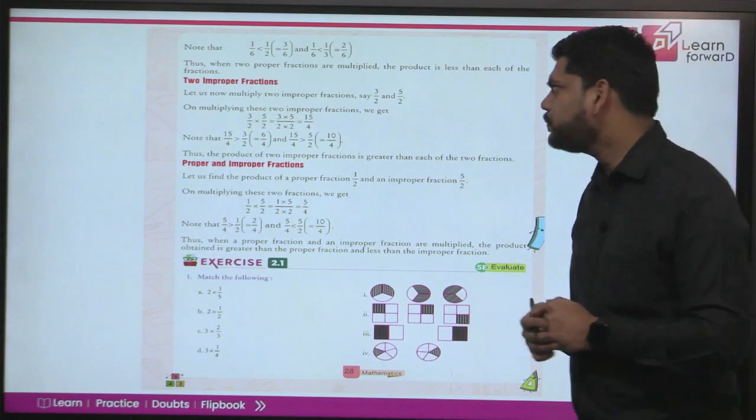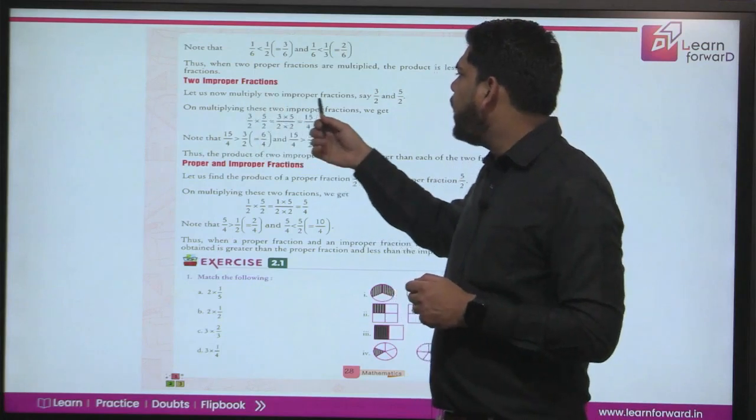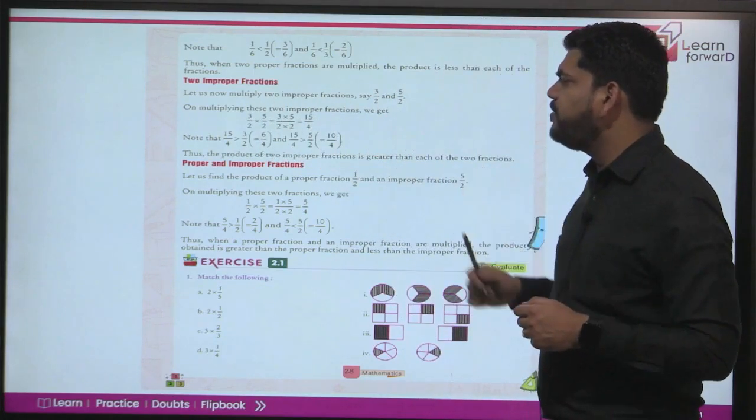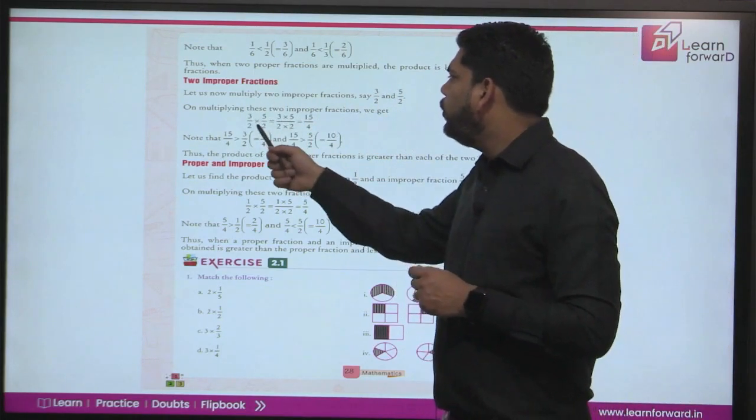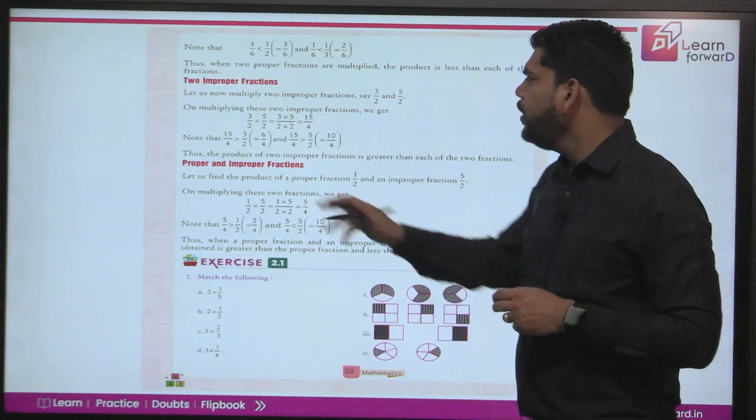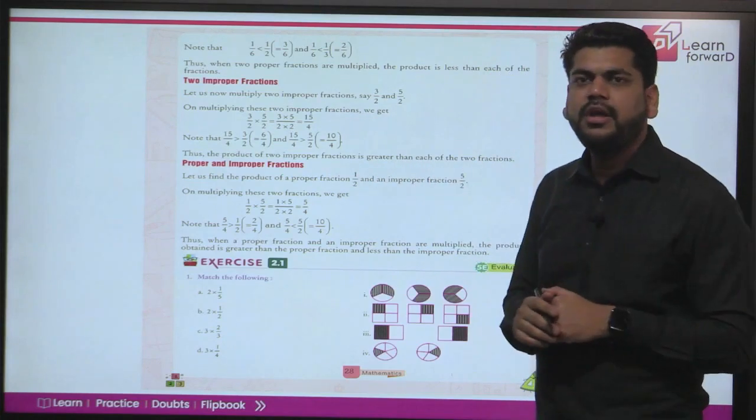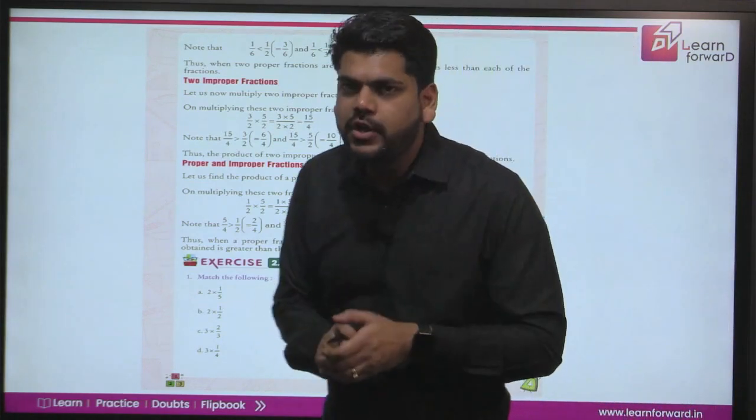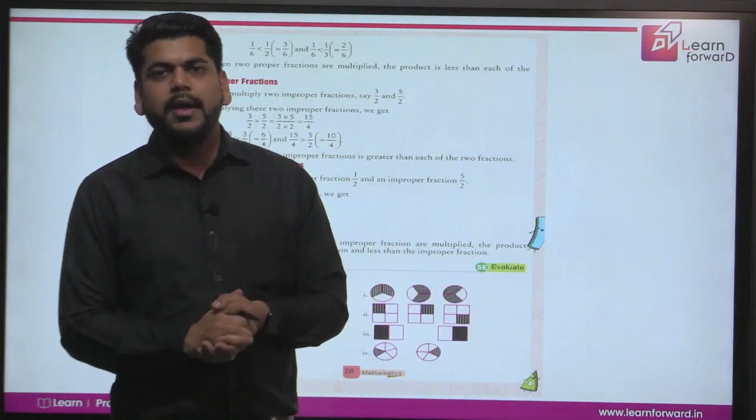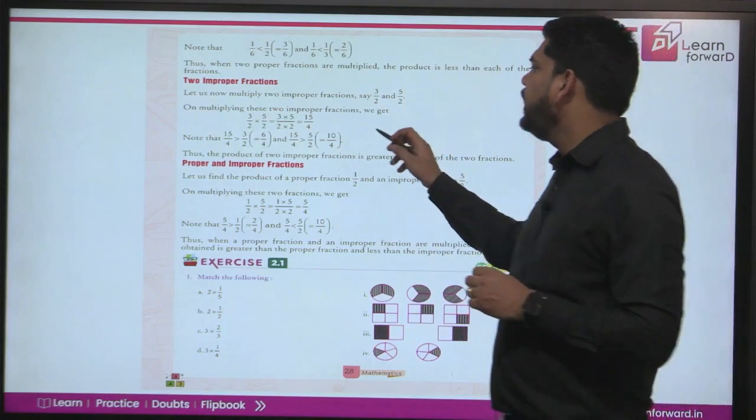Okay? Two improper fractions. Let us now multiply two improper fractions, 3 by 2 and 5 by 2. Now, as we multiplied, we got the answer 15 by 4. The product of two improper fractions is greater than each of the two fractions. In case of proper fractions only, the answer will be smaller. But in case of improper, the answer will be greater.